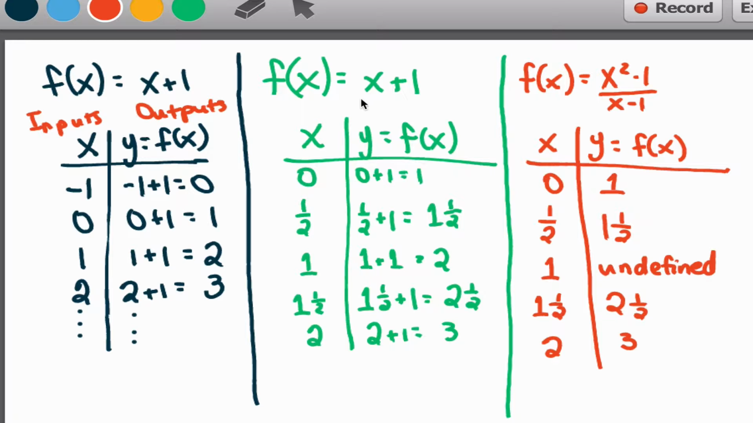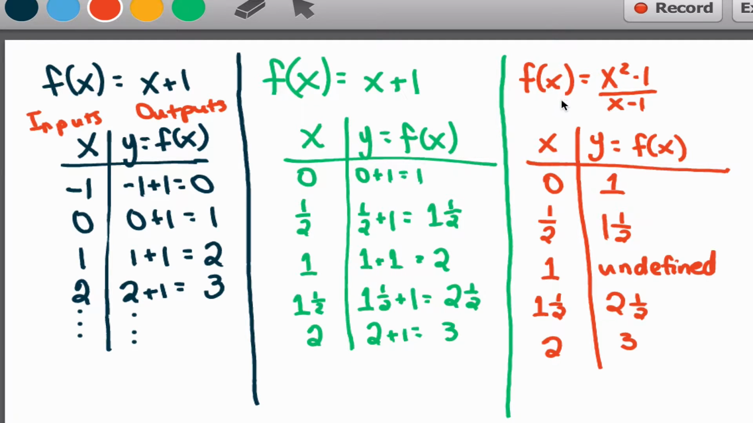Suppose we have f of x equals x plus 1 again, but this time I have some intermediate values for the inputs. Once again, these are our inputs, these are our outputs. If 0 is the x value or the input, then we get 1. If 1/2 is an input, we plug this into our function to get 1/2, and so on and so forth.